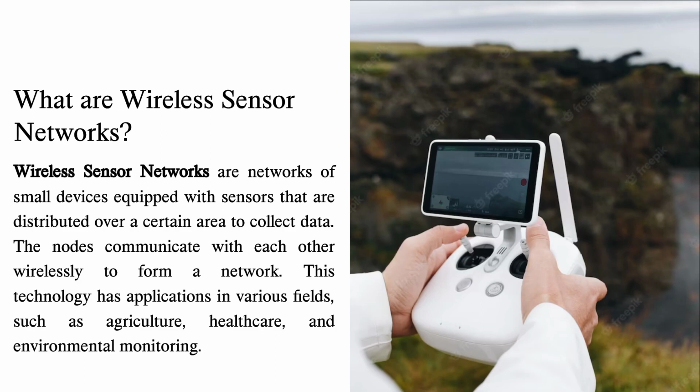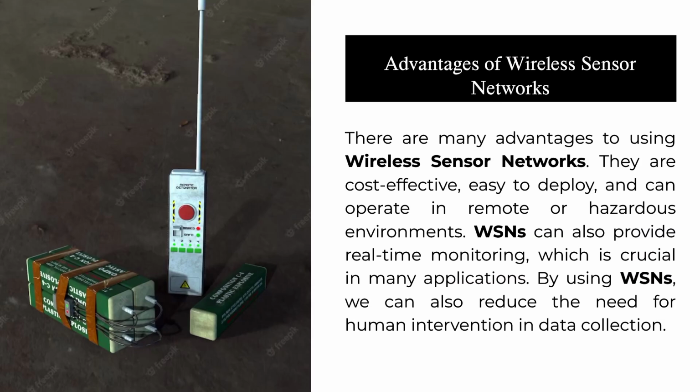And also, these are networks of spatially dispersed and independent sensors that monitor and record the physical or environmental conditions of the environment and forward the collected data to the central location. They have many applications in areas such as Internet of Things, environmental monitoring, medical monitoring, agriculture, landslide detection, etc. Now see advantages of wireless sensor networks.